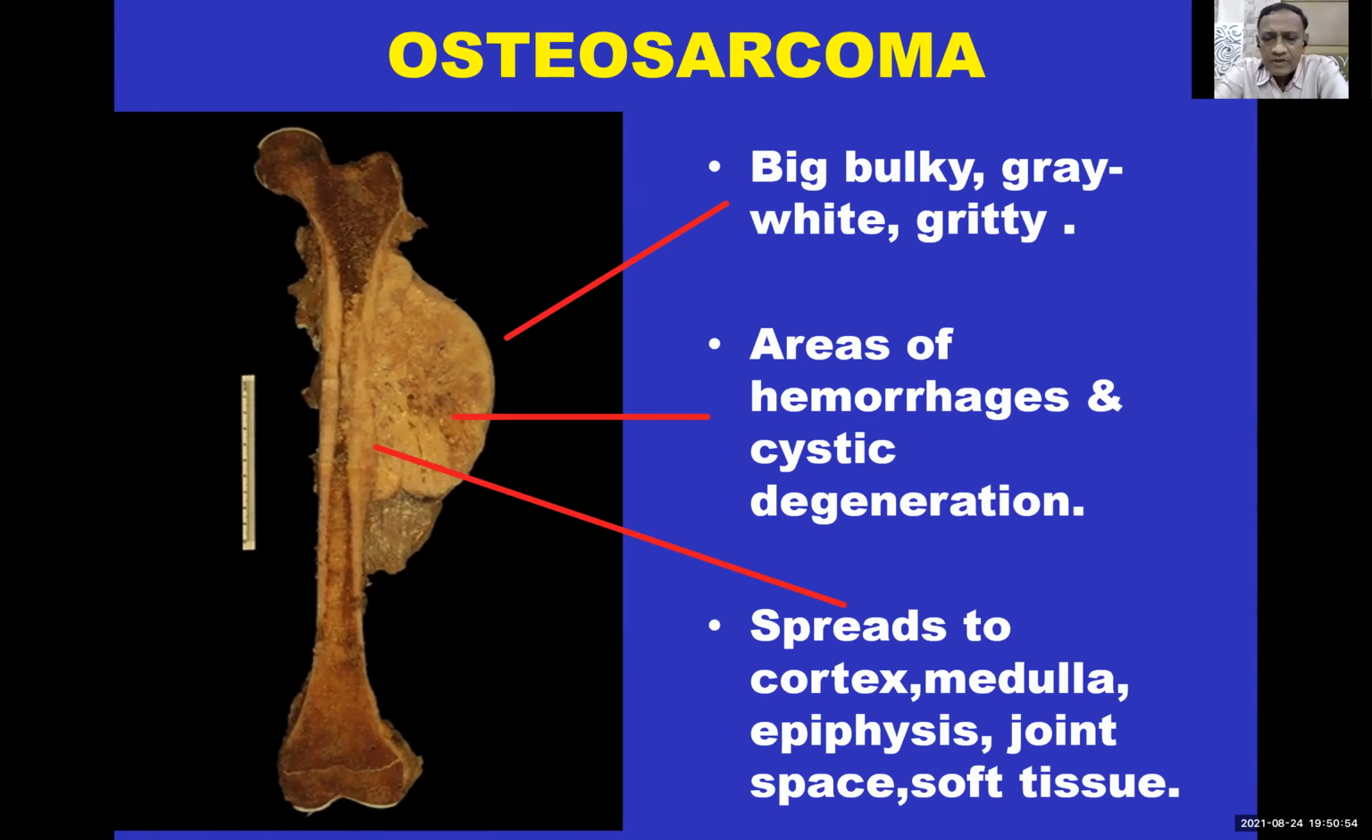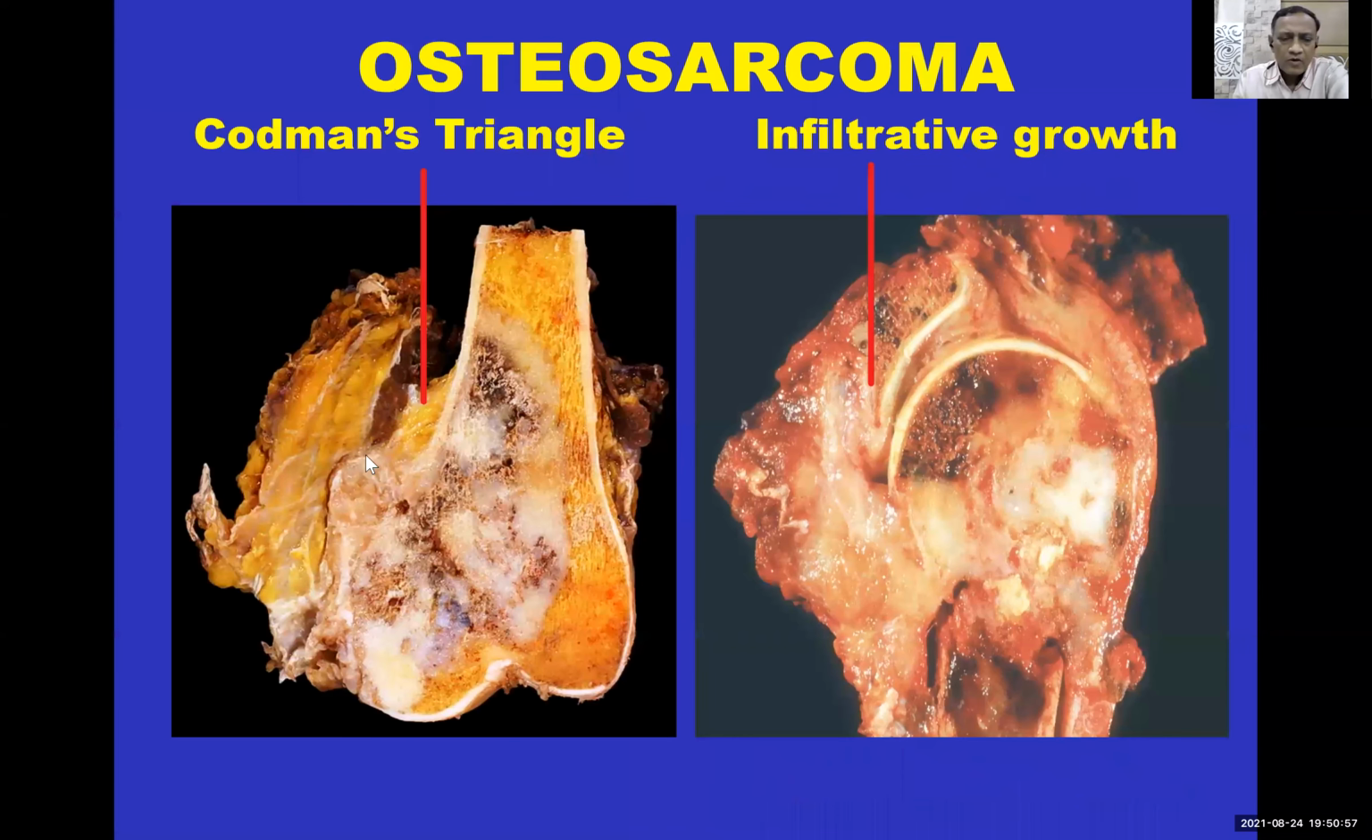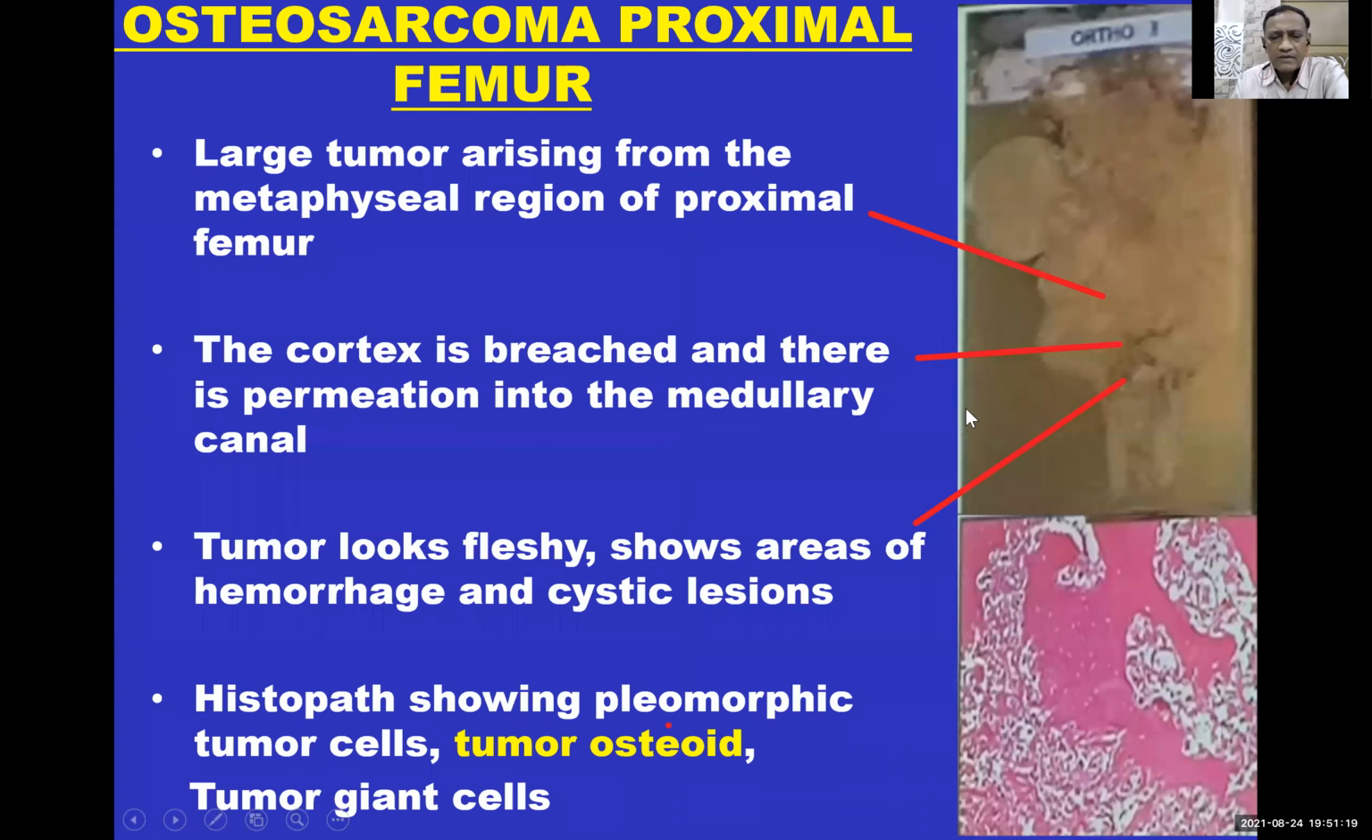This is another specimen of the osteosarcoma showing the Codman's triangle. This is the osteosarcoma arising from the lower end of the femur. This is the osteosarcoma arising from the upper end of humerus, showing the infiltrative growth. Another specimen showing a large tumor arising from the metaphyseal region of the proximal femur. Then the cortex is breached and there is permeation into the medullary cavity. The tumor looks fleshy, shows areas of hemorrhage and cystic degeneration.